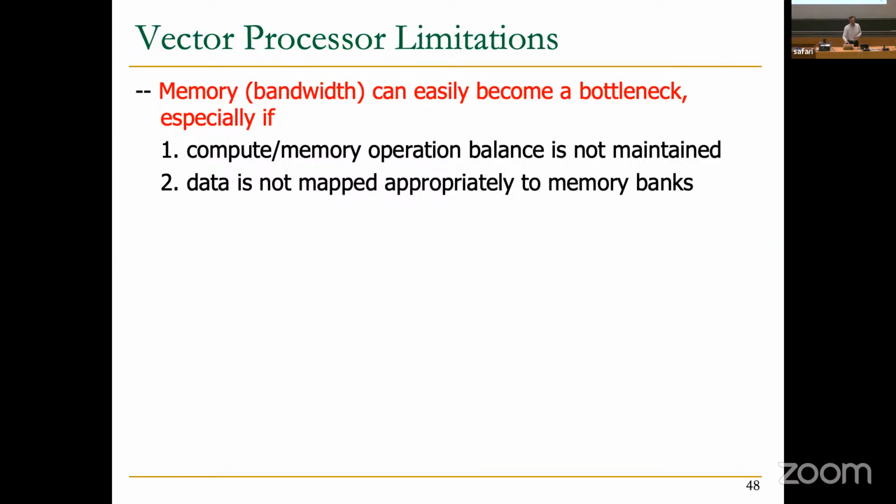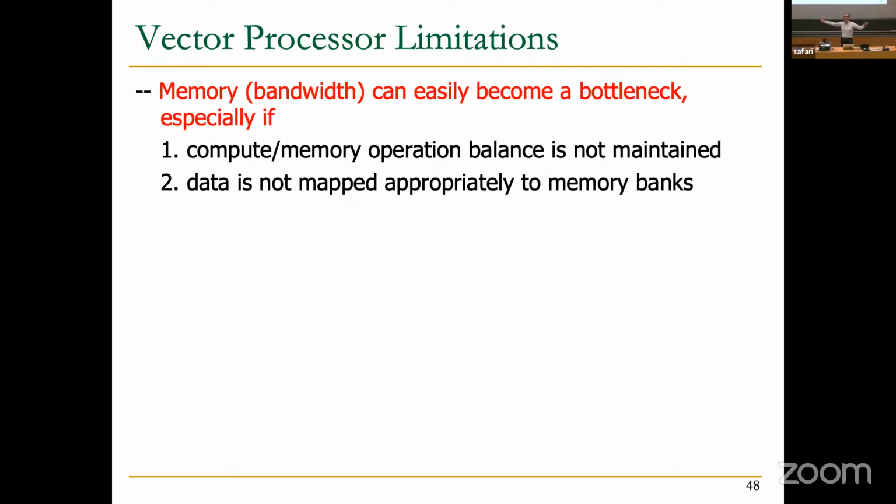Okay, another limitation or downside is, as we will see, memory bandwidth can easily become a bottleneck, especially if you don't have balance between compute operations and memory operations. And especially if data is not mapped appropriately to memory banks. We're going to talk a lot about this actually starting today, but we're going to see memory structure a lot more. But one of the major places where memory became a bottleneck first was really vector processors, because these are pushing the limits, right? With one single instruction, you're unleashing so many memory operations, right?